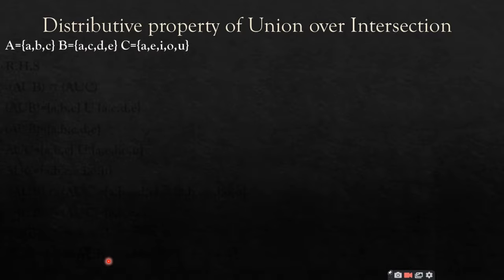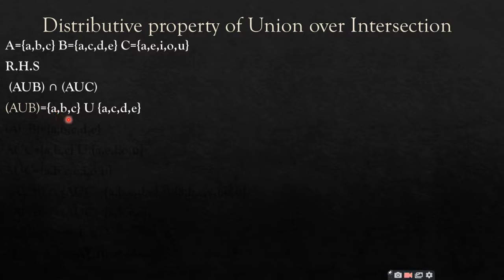Let's prove the right hand side. The right hand side states (A union B) intersection (A union C), which means that first we find A union B, then we have to find A union C, and then we have to find their intersection. So for this, first we have to find A union B. For this we just write the elements of set A union elements of set B. And in a union set we just write the elements from both sets in a sequence. So A, B, C, D, E.